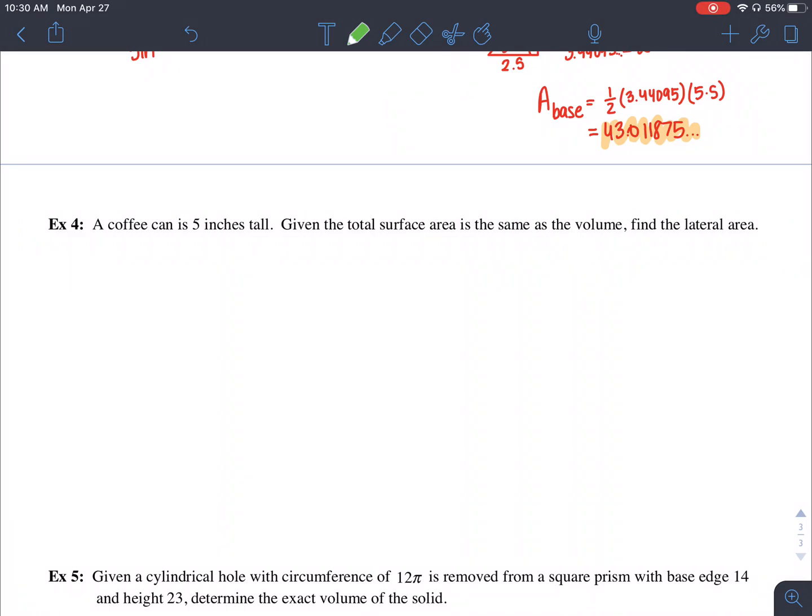Okay, here is problem number 4. So a coffee can is 5 inches tall. Given the total surface area is the same as the volume, find the lateral area. So first I'm just going to draw a picture. Coffee can.